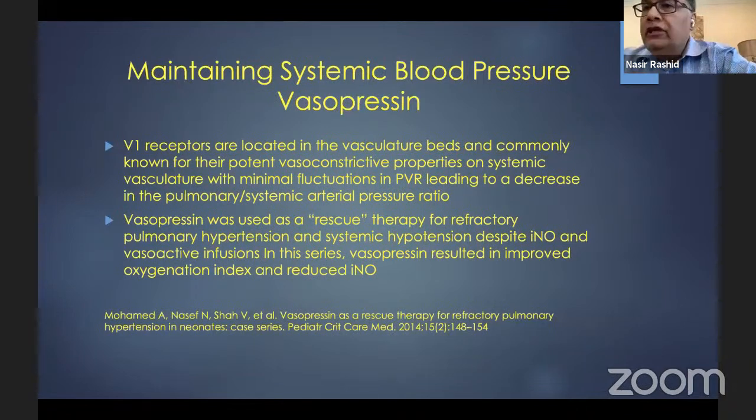It is usually not used as a first line of therapy. It is used as a rescue therapy for refractory pulmonary hypertension, where there is a systemic hypotension, despite using the INO and despite using other inotropic support. So as a last resort before a baby is being shipped out for ECMO, this can be used as a second line of management along with any inotropes that we discussed in the previous slides. Next slide, please.